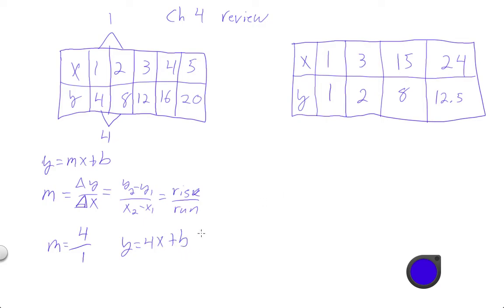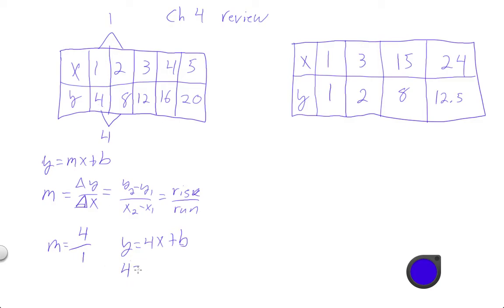Well, what would this b be? How do we find out what the b is? We find out b by going back to the table and taking one of these x values and replacing the x in our equation, because this is 4 times x. So instead of 4 times x, let's just take the 1. 4 times 1, then we're supposed to come out with 4.